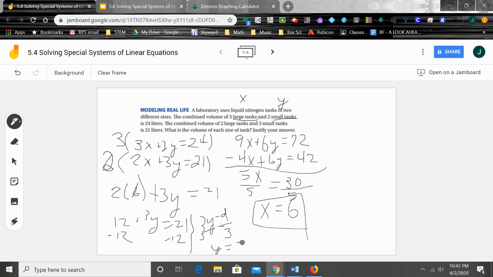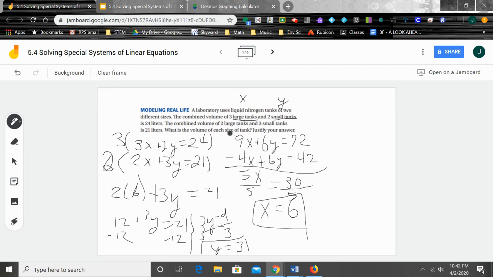Y equals 3. Okay, so the large tanks are 6 liters. The small tanks are 3 liters. And if we just plug those in, it will make sense. So 3 times 6 is 18. Plus 2 times 3 is 6. 18 plus 6 is 24.